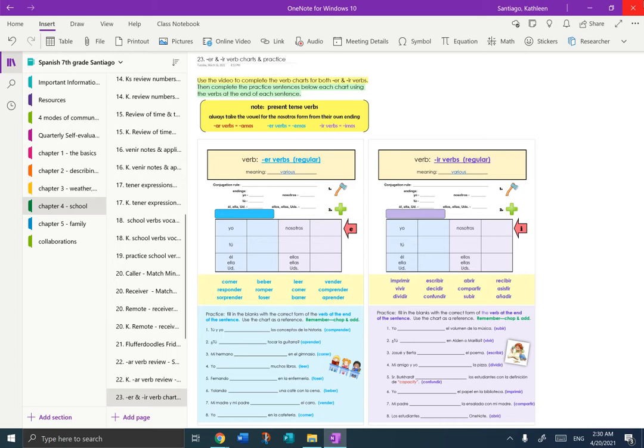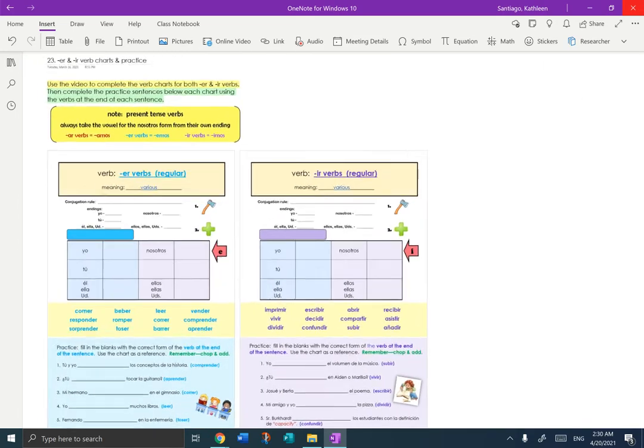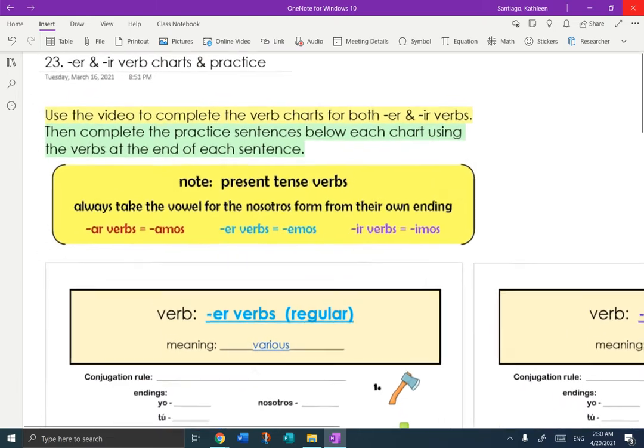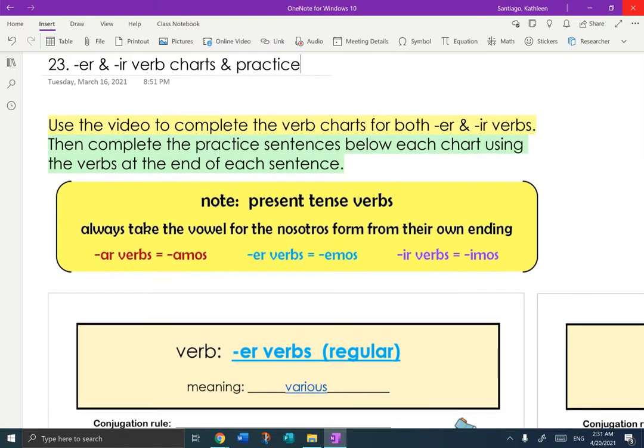We are doing both charts on the same page in your OneNote. I'm in Chapter 4, ER and IR verb charts and practice. I'm going to eliminate the table of contents and make the page a little bit bigger. Let's read the notes at the top first. Use the video to complete the verb charts for both ER and IR verbs. Then complete the practice sentences below each chart using the verbs at the end of each sentence. Right? We're not using one verb. We're going to use the verbs that are different at the end of each sentence.